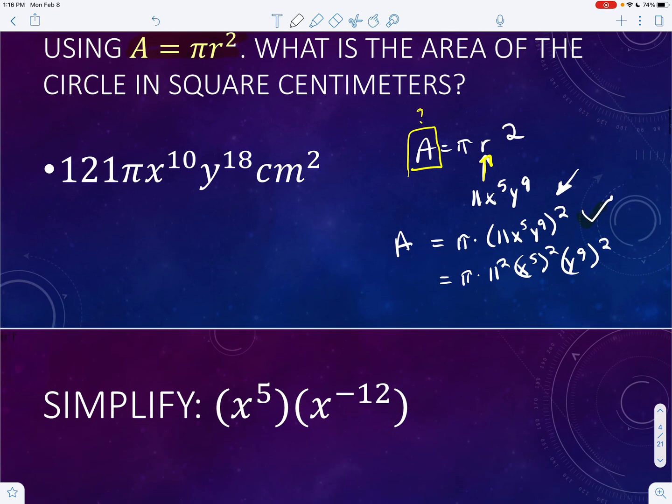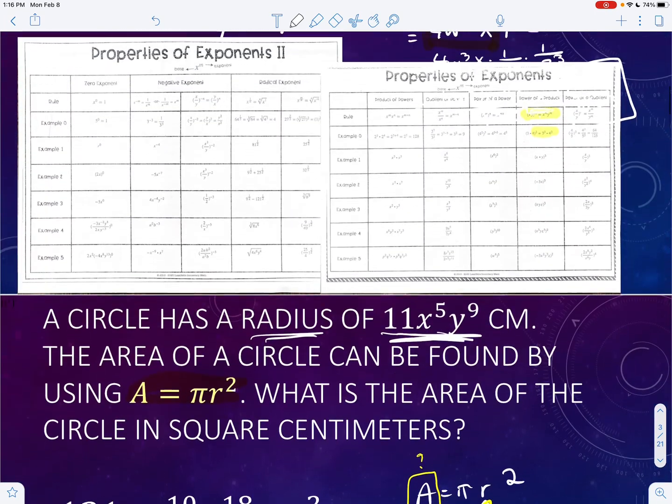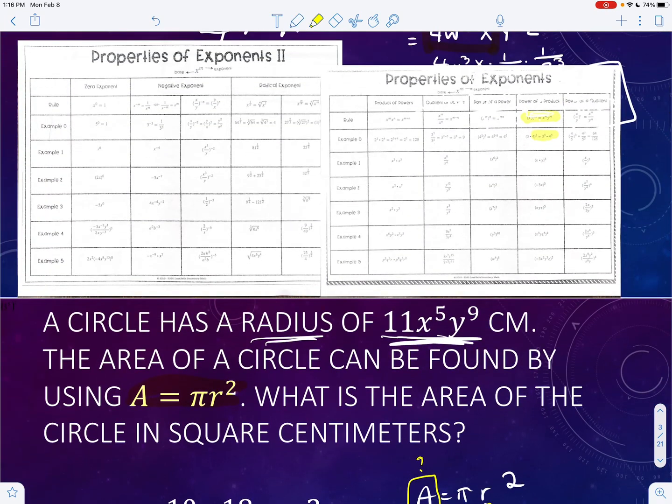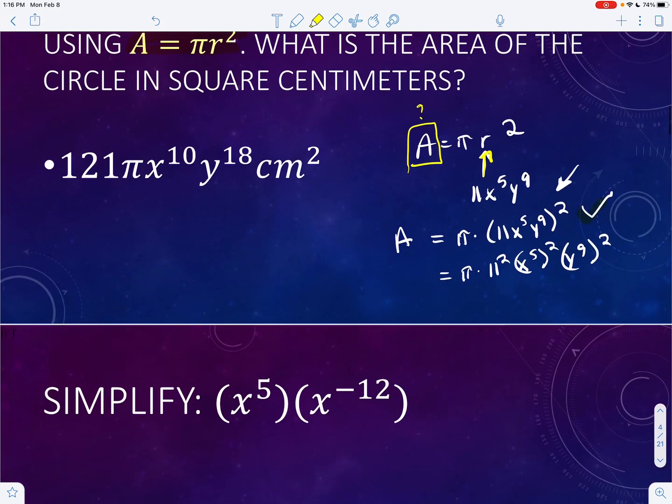Now we're going to apply power of a power, because we have a power raised to a power. So x to the 5th raised to the 2: 5 times 2 is 10, so this becomes x to the 10. Y to the 9th raised to the 2: 9 times 2 is 18. 11 squared is 121. And there it is.